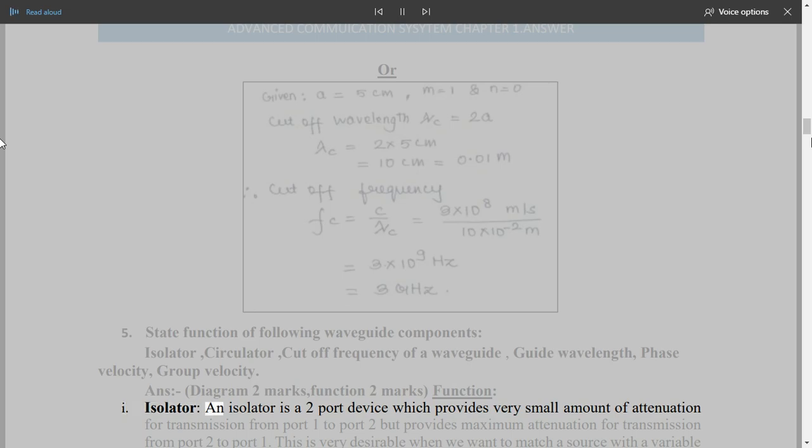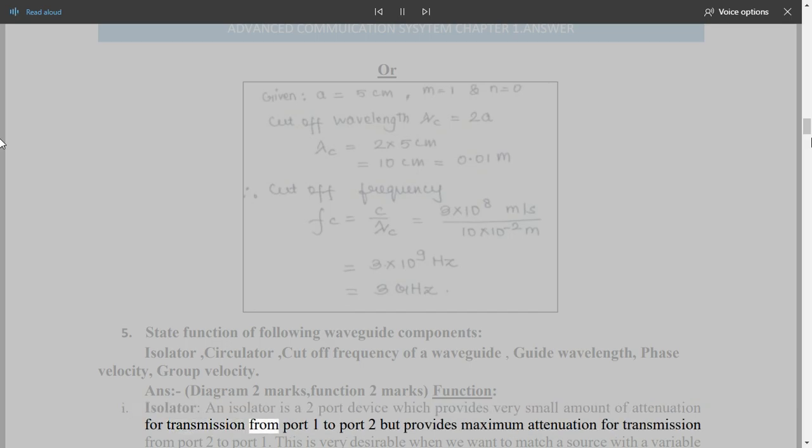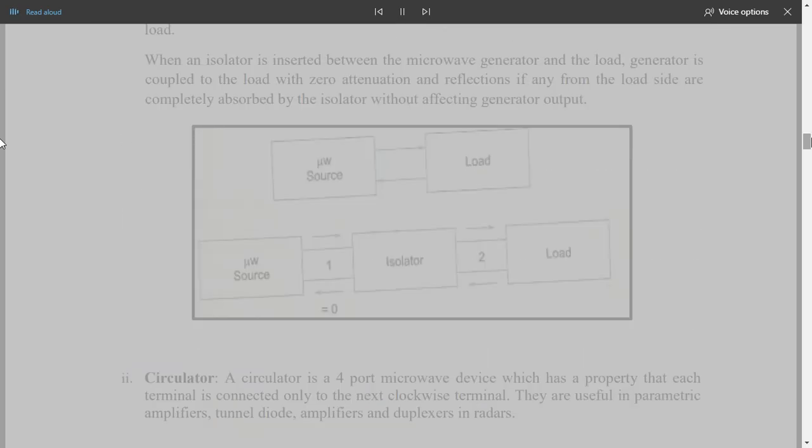An isolator is a 2-port device which provides a very small amount of attenuation for transmission from port 1 to port 2, but provides maximum attenuation for transmission from port 2 to port 1. This is very desirable when we want to match a source with a variable load. When an isolator is inserted between the microwave generator and the load, the generator is coupled to the load with zero attenuation, and reflections, if any, from the load side are completely absorbed by the isolator, without affecting the generator output.